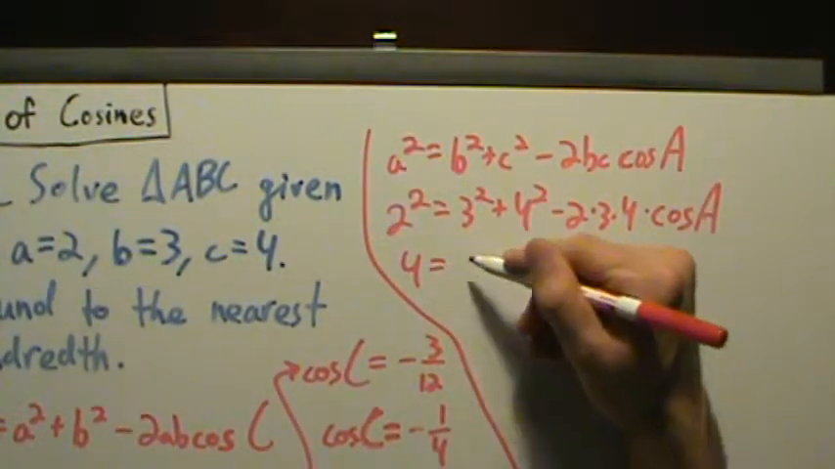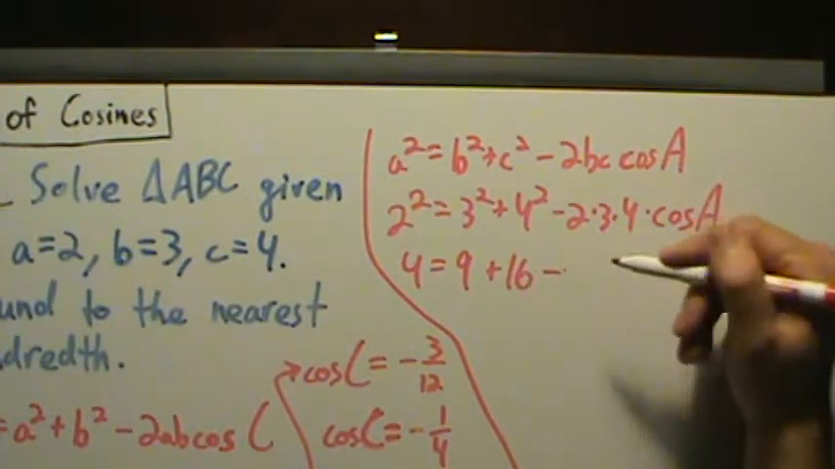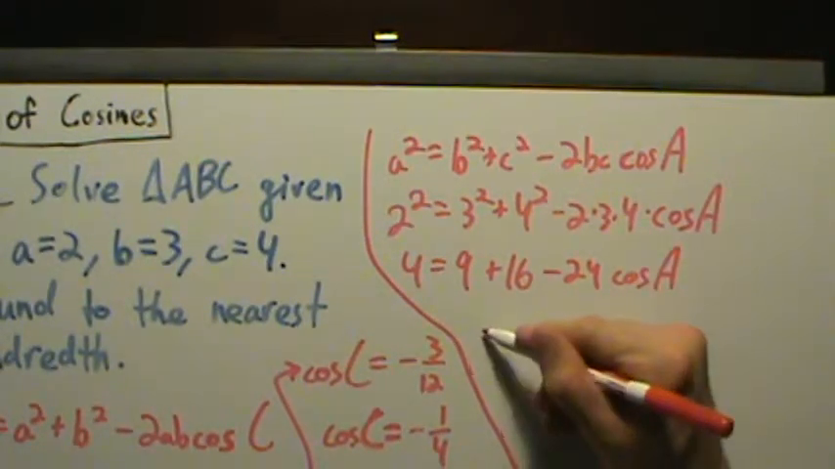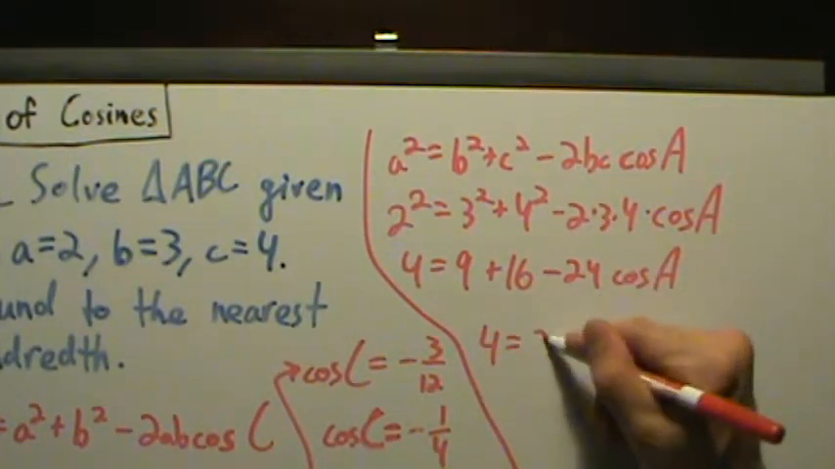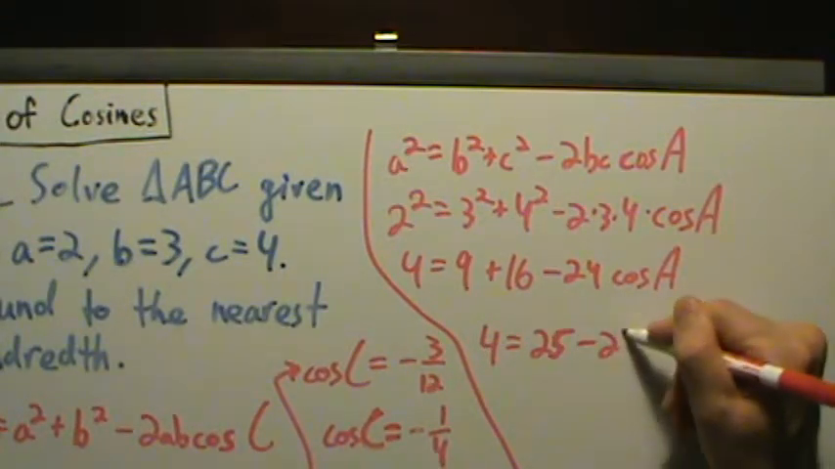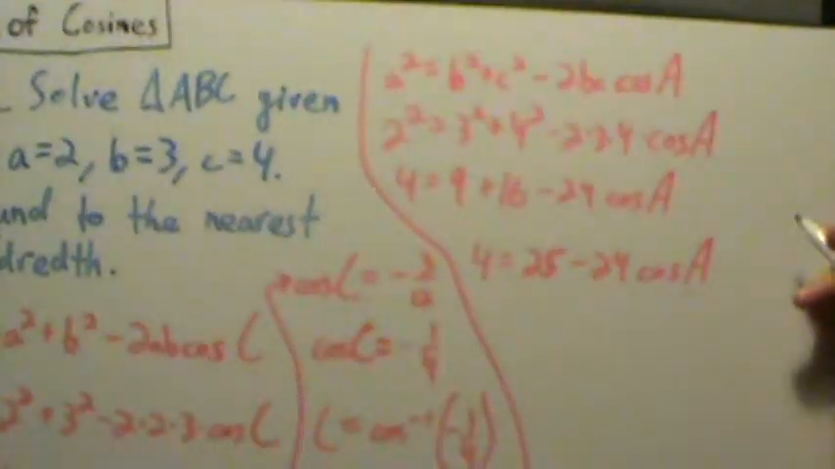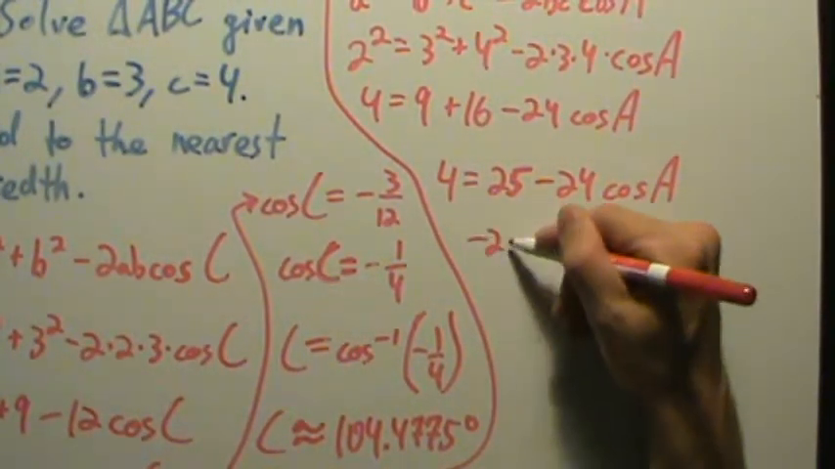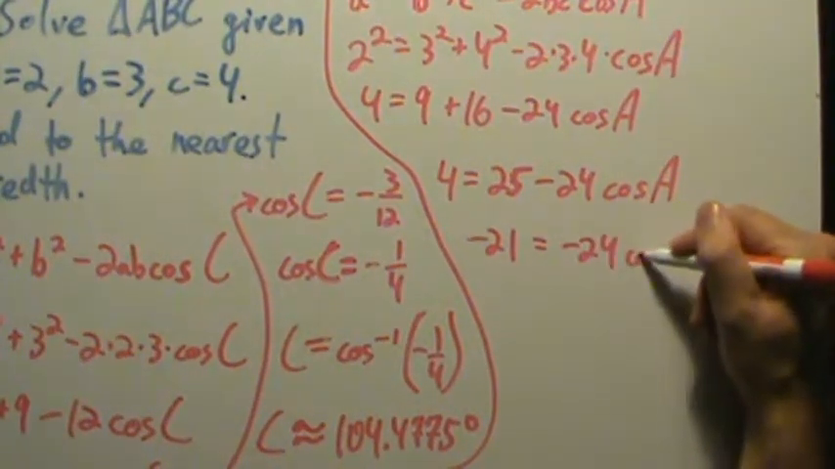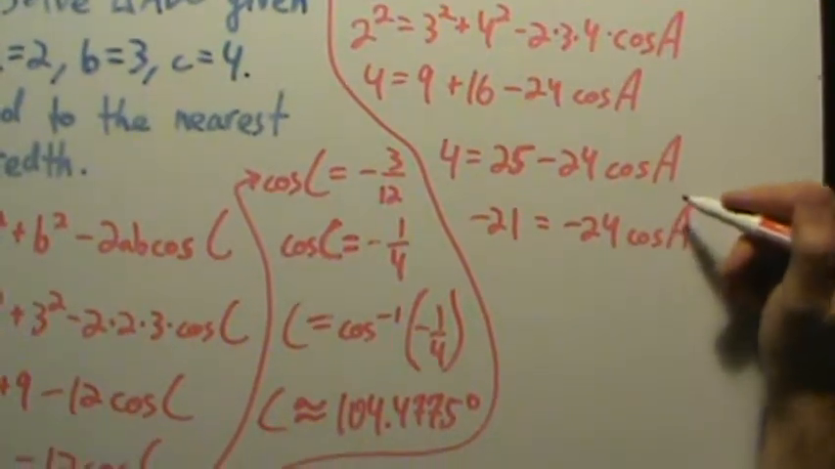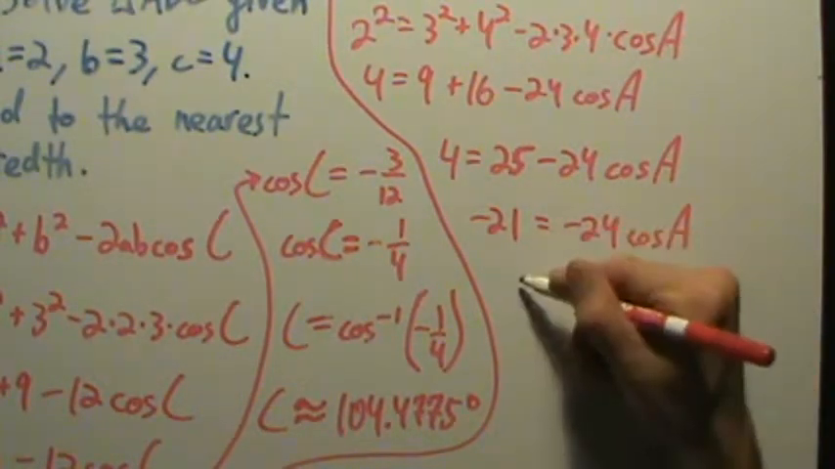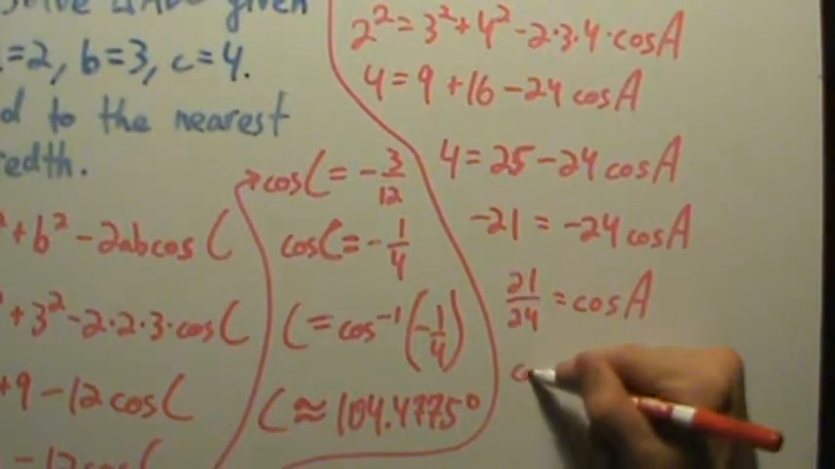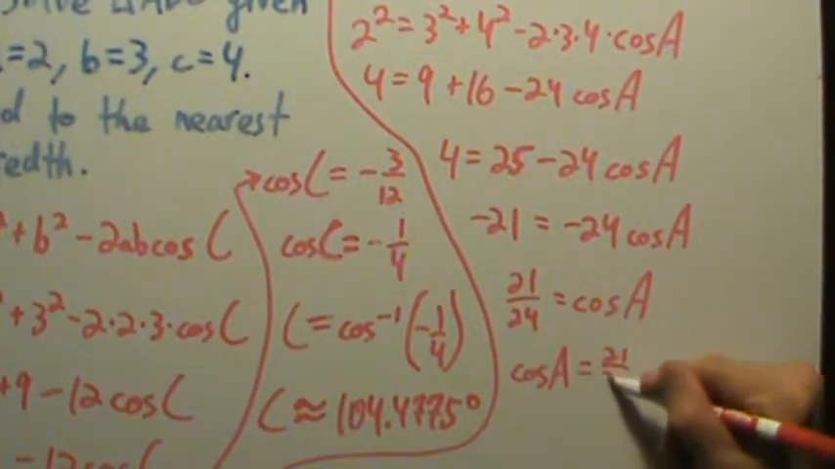2 squared is 4, 3 squared is 9, 4 squared is 16, 2 times 3 is 6, 6 times 4 is 24. So this is 4 equals 16 plus 9 is 25. We have minus 24 cosine of A. So subtract 25 from both sides, 4 minus 25 is negative 21, and then this equals negative 24 cosine of A. Divide both sides by negative 24, then the negatives cancel and we have 21 over 24 equals cosine of A. So let's rewrite that as cosine of A equals 21 over 24, but of course we can simplify that.